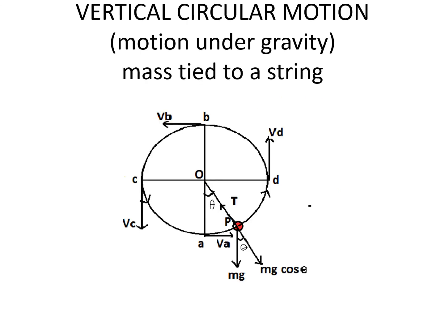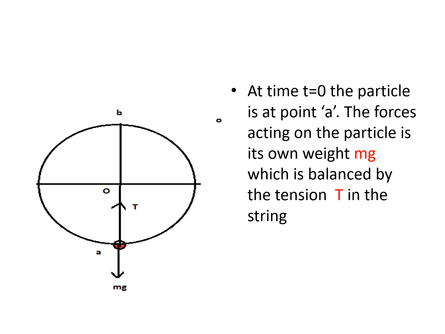Now we will study vertical circular motion, that is a motion under the action of gravity. As the motion is against the gravity now, the particle will be moving in a vertical path. So at time t equal to 0, the particle is at point A as shown in the figure. The forces that are acting on the particle is its own weight mg that is acting vertically down, which will be balanced by the tension in the string that is acting vertically up.